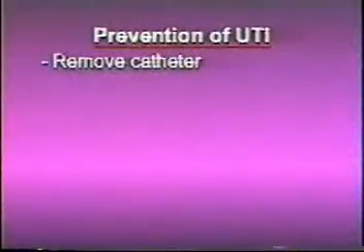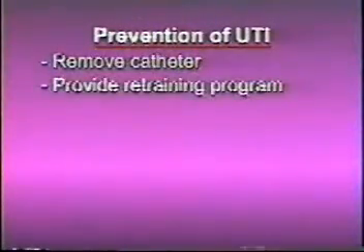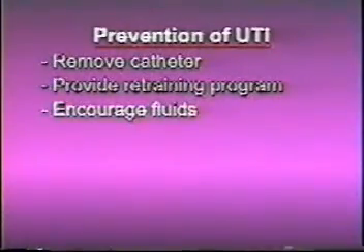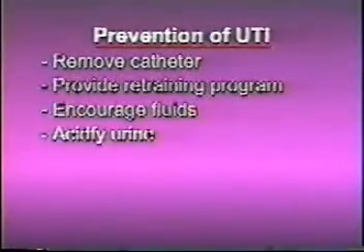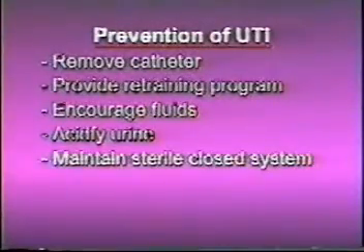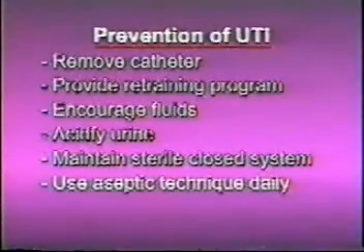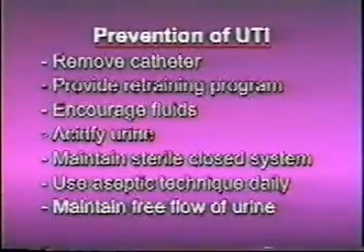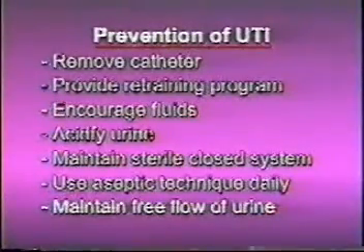For prevention of a urinary tract infection, we would remove the catheter as soon as possible, provide a bladder retraining program, encourage fluid intake of 2,000 to 3,000 cc's per day unless it's contraindicated. Acidify the urine with beverages and foods such as cranberry juice, whole grain cereals, eggs, and meat, as these retard bacterial growth. We would maintain a sterile closed system and use aseptic technique with daily catheter care. We would maintain patency, which is a free flow of urine from the catheter to the drainage bag.